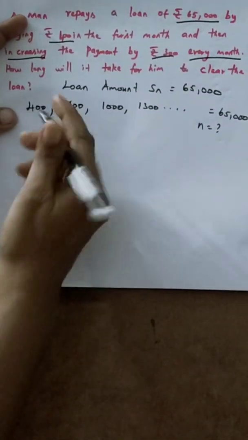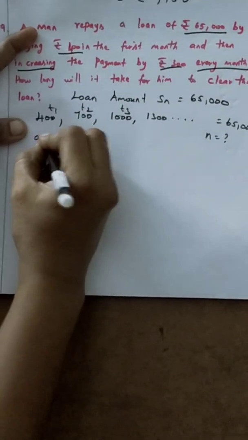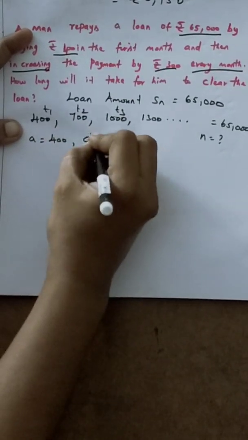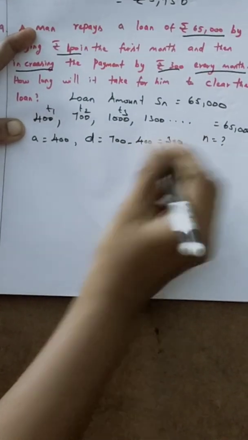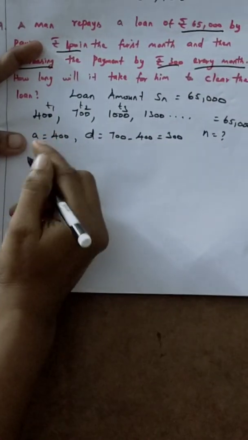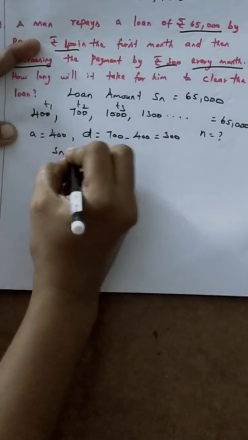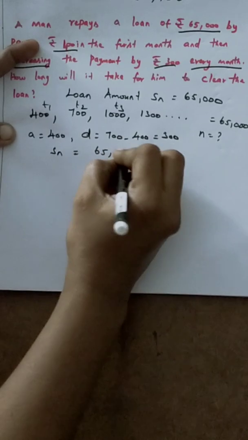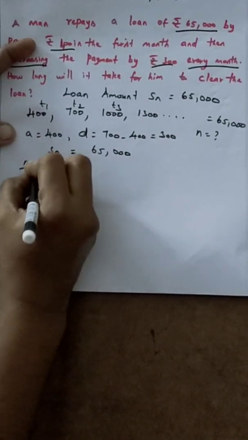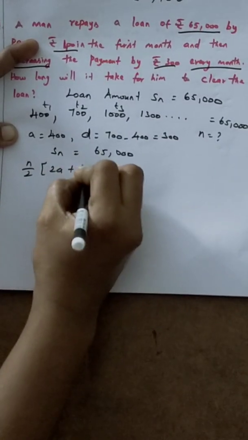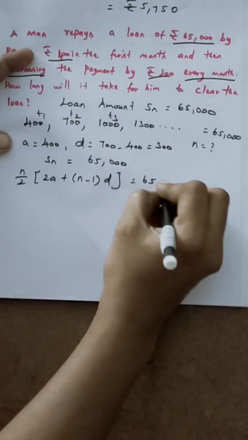So first of all, write down a and then find the common difference. a equal to 400, and then d equal to 700 minus 400 equal to 300. Okay, so substitute into the formula. So what is the formula? Sn equal to rupees 65,000 given. Substitute the formula: n by 2 within bracket 2a plus n minus 1 into d equal to 65,000.